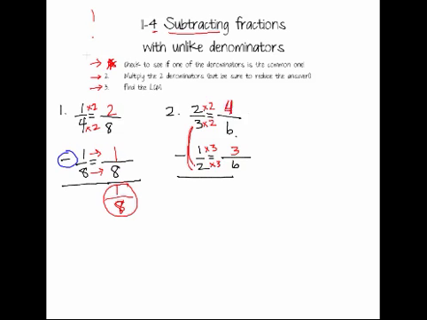Now we have to subtract. Don't forget, it is a subtraction problem. So I need to bring down the original denominator, which was 6, and then subtract. 4 take away 3 is 1. Look at that. It's also in lowest terms. Can't be reduced any further. What do you think? Easy so far? All right, let's try one more.